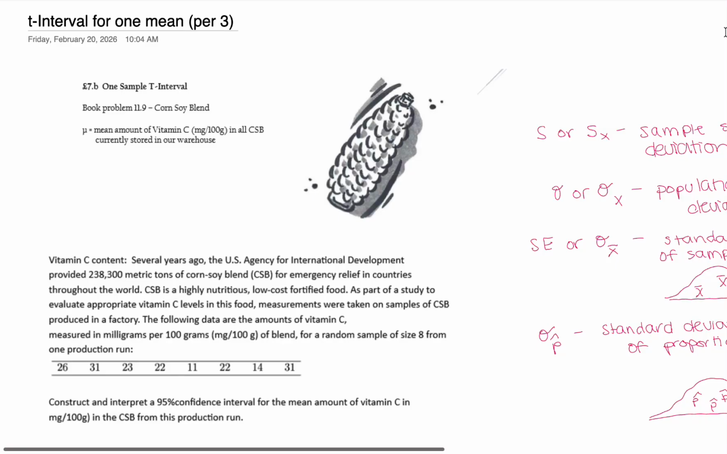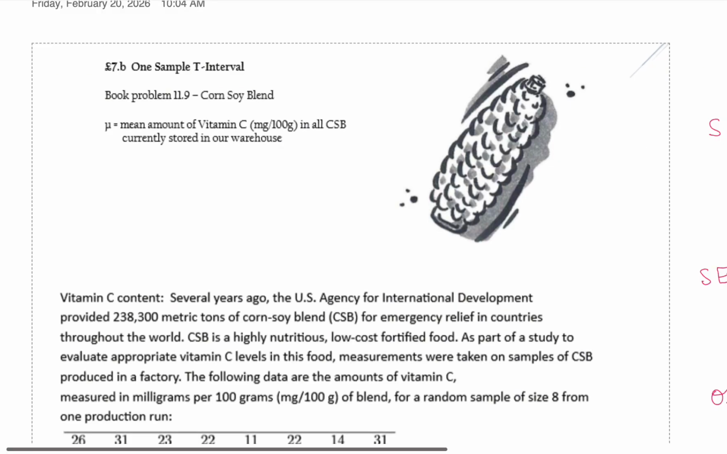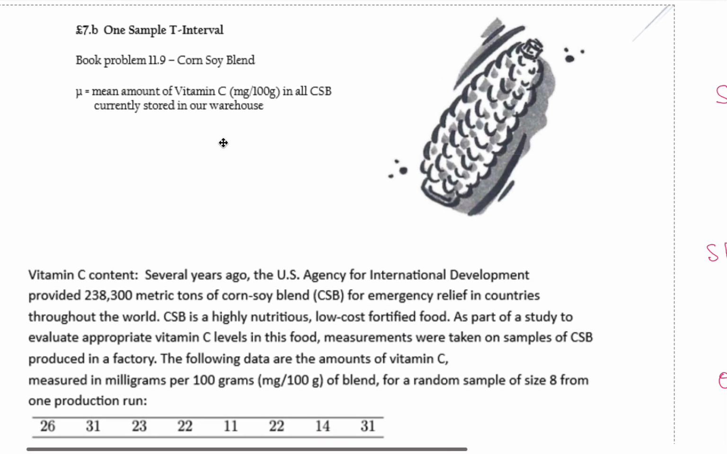In this video, we're gonna do t-interval for one mean. In the last video, we did t-test for one mean, and in here, we're gonna create a one-sample t-interval. This is also a question that I pulled out from the book, Corn Soil Blend, which in this question, we're just gonna abbreviate as CSB.